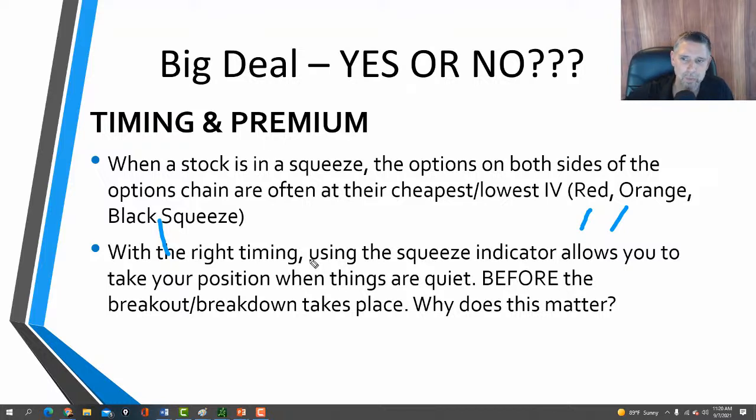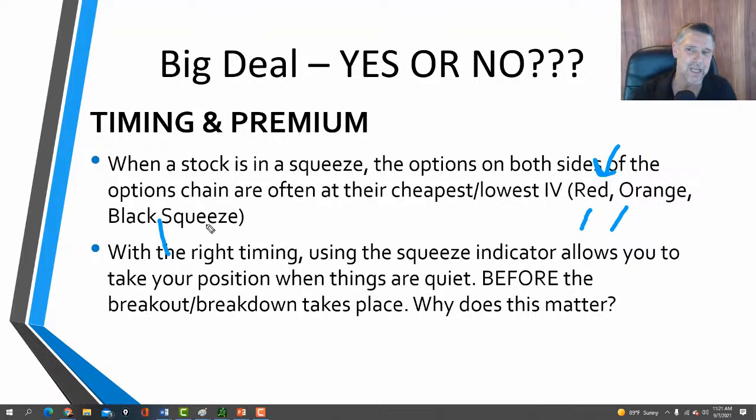And why do I say the Squeeze Pro? The regular squeeze gives you the red dot, right? When you get a red dot on the chart, that is showing you that period of time where it's contracting, right? It's that rubber band getting tighter and tighter and tighter. Now, orange, for those of you that have the Squeeze Pro, the orange is at its tightest. So that is when the options are at their cheapest. So if you wait for that orange dot, you can pick up the premiums at even cheaper.